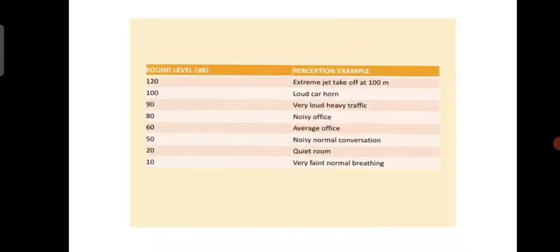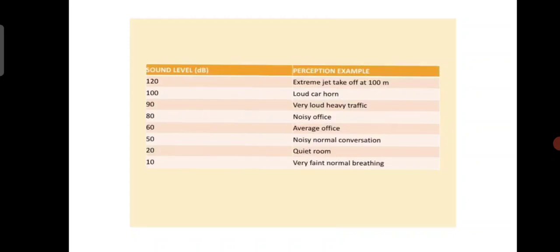This tabular column shows different sound levels, for example. 10 decibel noise: we can take very faint normal breathing. So normal breathing is taken as 10 decibel. This will be heard only when the environment is very quiet. And 20 is a normal quiet room. This is taken as an average reference level.